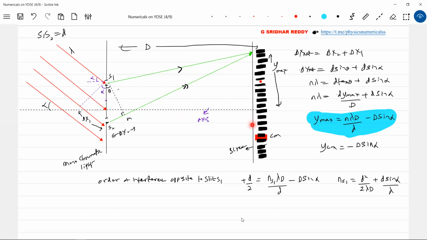So what has to be done? Put minus D by 2. Then you'll get NS2, means order of interference exactly opposite to slit S2. Able to make it to the condition. So I can ask you anything here. So you should be in a position to find out order of interference at any position.